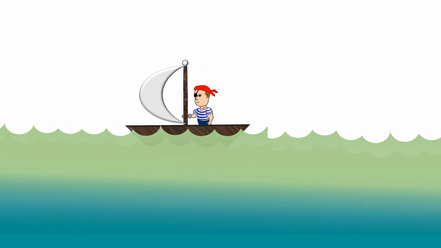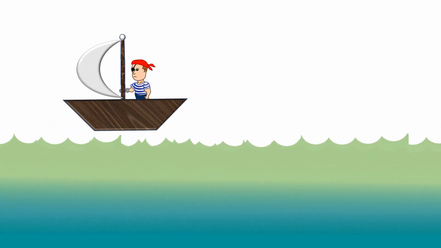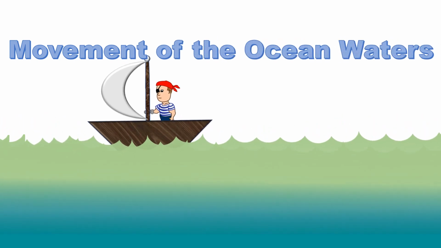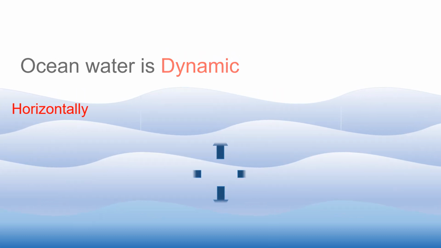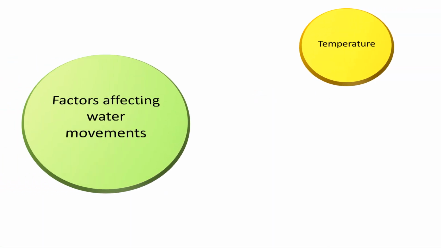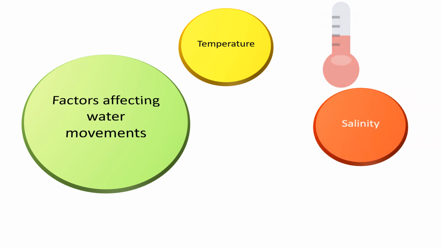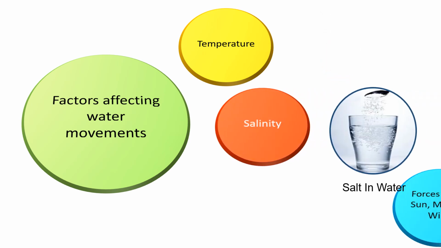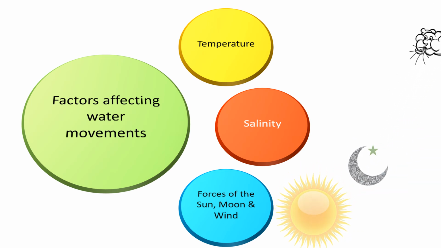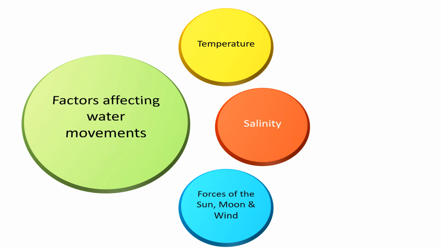Somebody is sailing. Next, we will try to understand the various movements of the ocean waters. Ocean water is dynamic, which means it doesn't stay static or stay in one place. Ocean waters move both horizontally and vertically. Some of the factors that determine the movement of ocean waters are temperature, how hot the waters are, salinity, the amount of salt content, and thirdly, forces of the sun, moon and wind, about which we will see in this video.